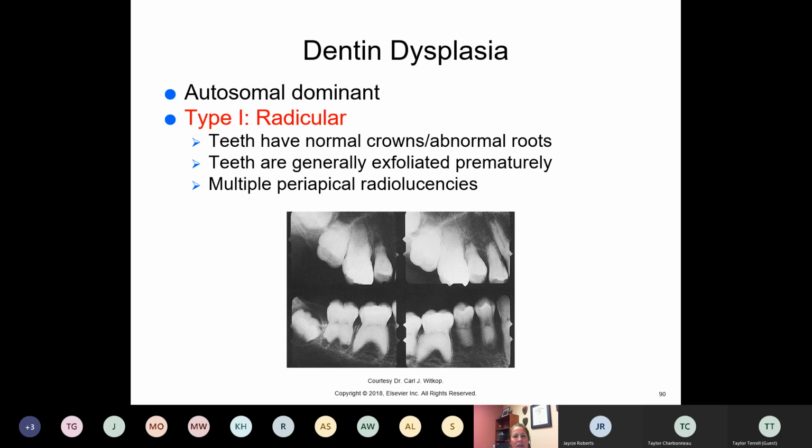Dentin dysplasia is autosomal dominant, and there are a couple different types. Type 1 is radicular, and radicular means root. So if I have type 1, my teeth have normal looking crowns, but they have abnormal roots, and those teeth are going to be exfoliated prematurely. And if you look at the root tips of these, you can kind of see periapical radiolucencies beginning around some of them.